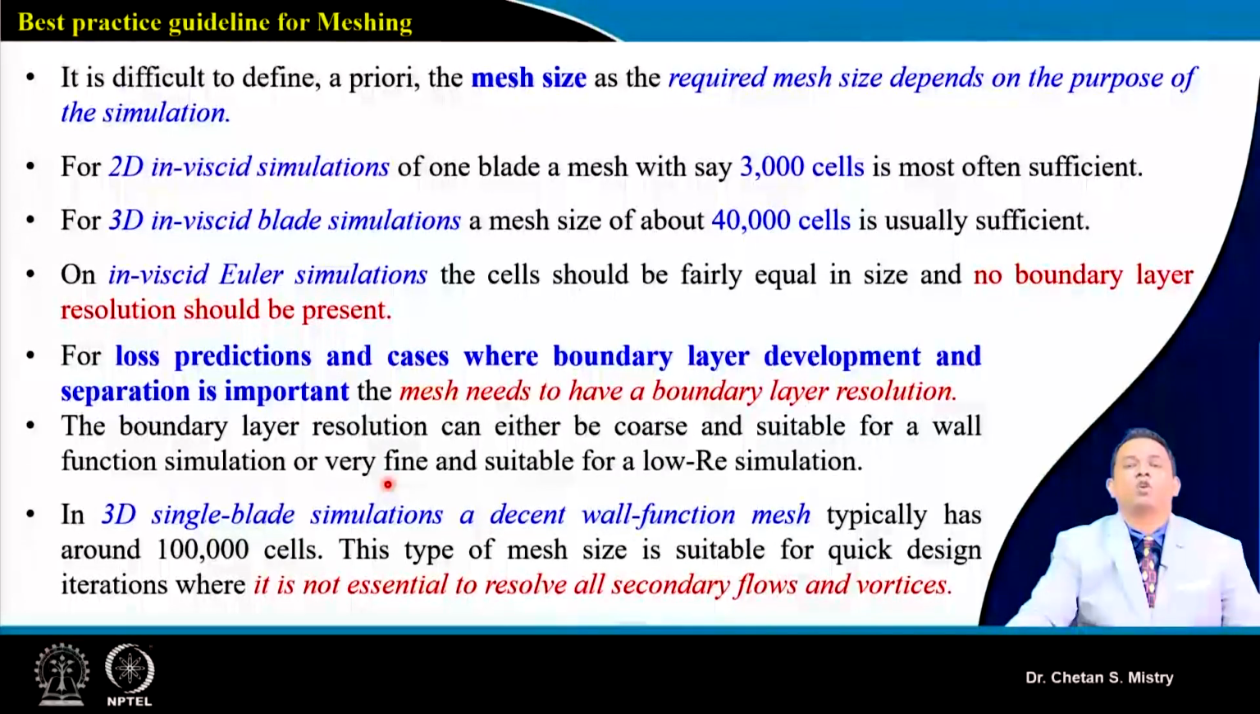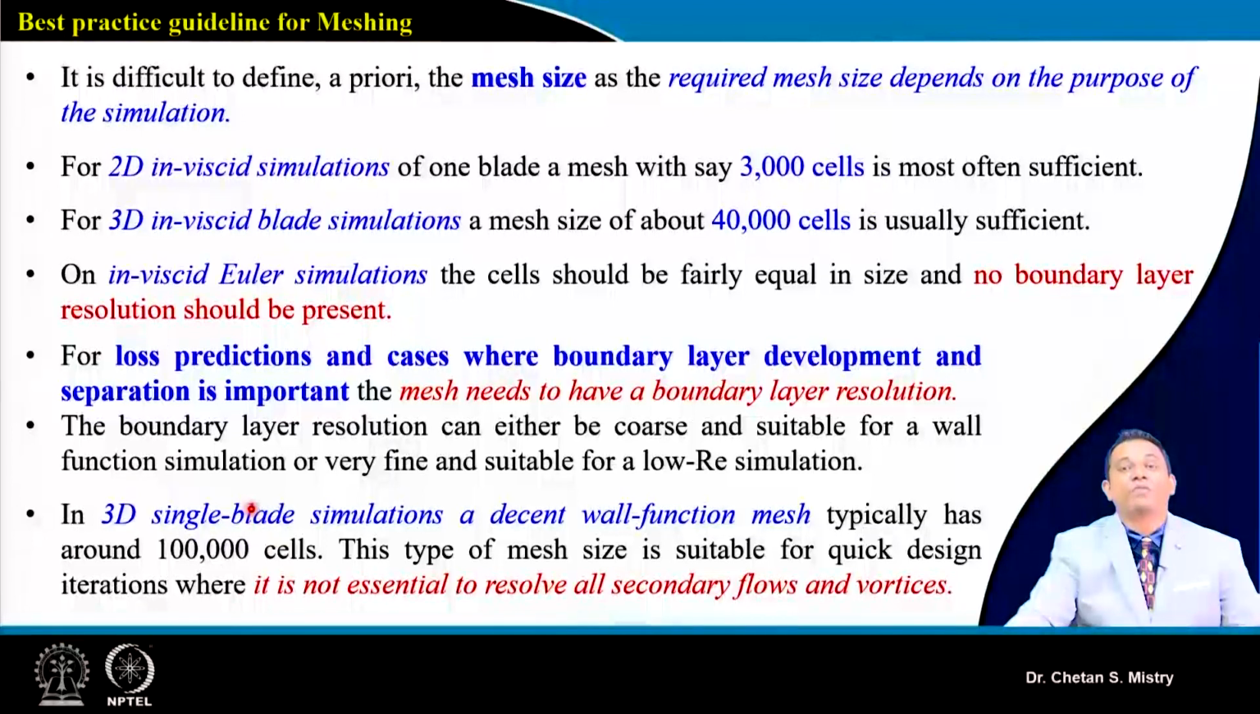So suppose you have made your blade, or you have done your preliminary design, you made your blade and you want to analyze that blade quickly. Under that configuration, a small number of cells is sufficient. But this does not give us an idea in terms of secondary flows or the formation of vortices.